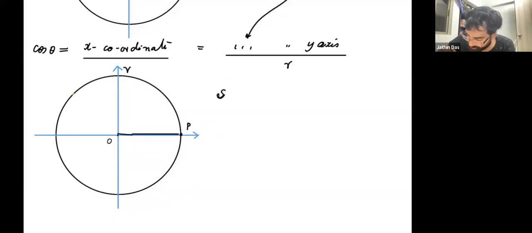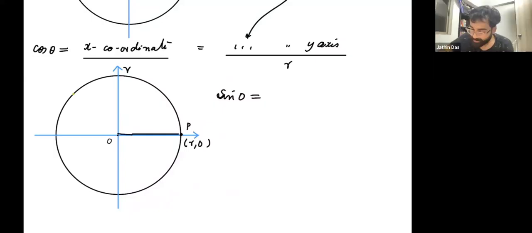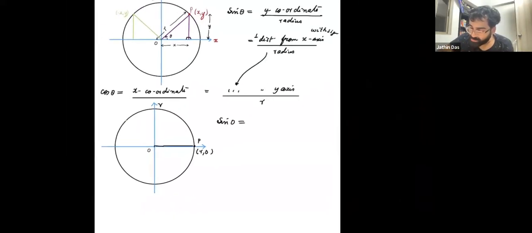So sine 0, what will be the coordinate of this point? You can tell, I think you can understand. The coordinate of P will be r comma 0, correct? So sine is what? Y coordinate divided by radius. The y coordinate is 0. Cos 0 is the x coordinate by the radius, that is 1. So that's the same as before.